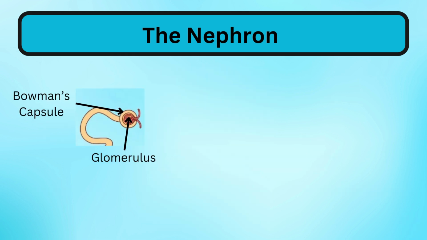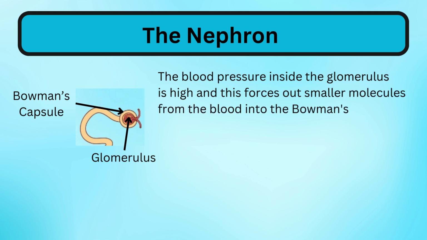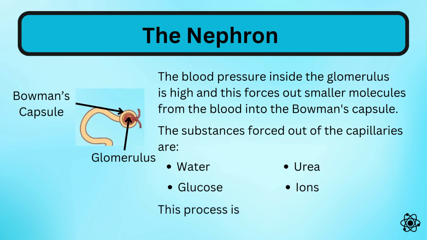Arterioles from the renal artery form a knot of capillaries called the glomerulus, which sits inside the cup-shaped structure of the nephron called Bowman's capsule. The blood pressure inside the glomerulus is high, and this forces out smaller molecules from the blood into the Bowman's capsule. The substances forced out of the capillaries are water, glucose, urea, and ions. This process is known as ultrafiltration.